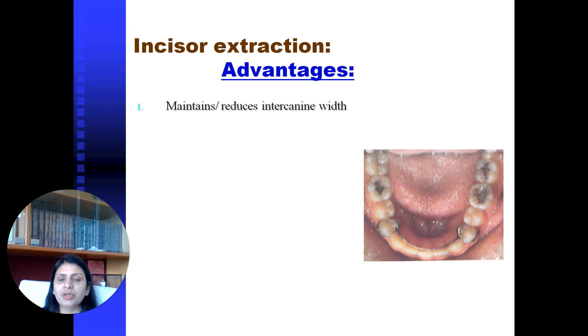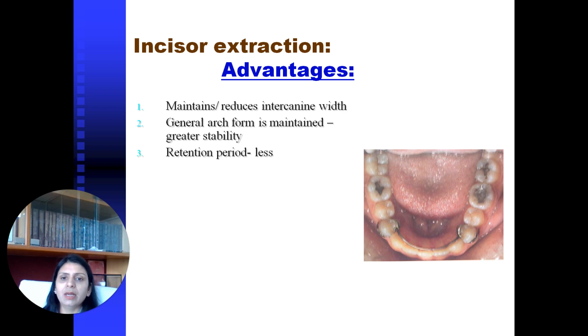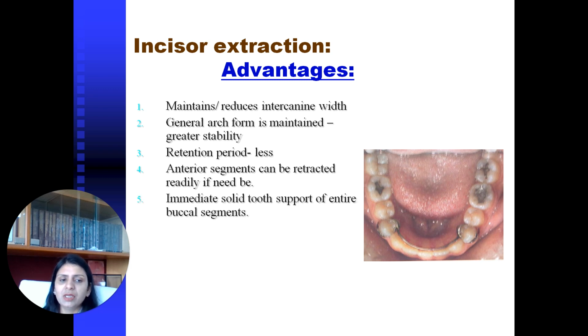Advantages: they maintain or reduce the intercanine width, helping in ensuring stability. General arch form is maintained. Since we are not altering the mandibular arch form, this ensures stability and minimizes relapse problems. And because stability is ensured, the retention period is less, and anterior segments can be retracted readily if need be. Whenever we are gaining space in the incisor region, we can easily retract the anteriors. Immediate solid tooth support of the entire buccal segment is there, because all the teeth in the posterior region are preserved. So adequate anchorage support is there.